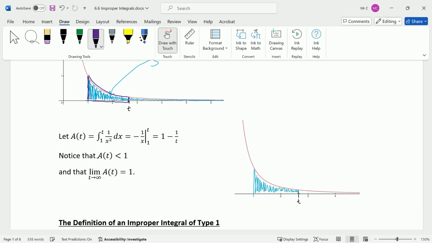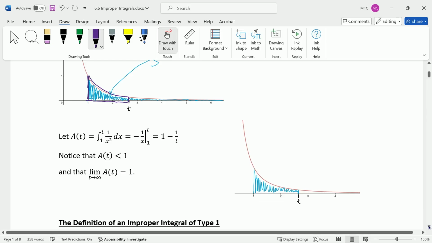And notice that that means that the area, no matter what I pick for t, the area is always less than 1. No matter how big I move t out, t could be 10,000, it's always going to be less than 1, because it's 1 minus some fraction. And also notice that when I take the limit as t goes to infinity, the area approaches 1.